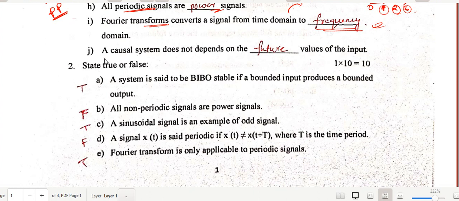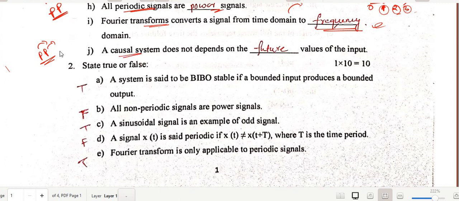The next question they are asking, J, a causal system doesn't depend on the, causal system. That is also something I told you by the PP formula. You can remember P for present and P for past. Okay, fine. So P for present and P for past.